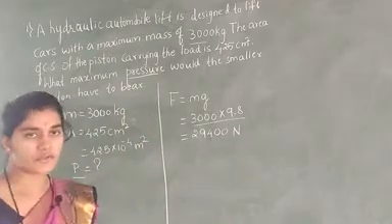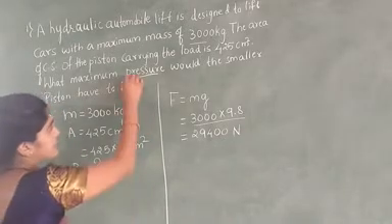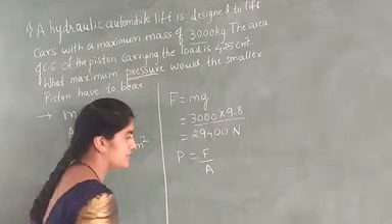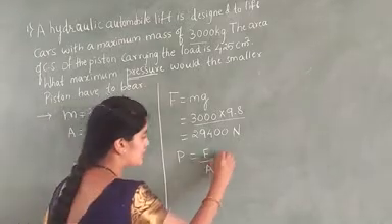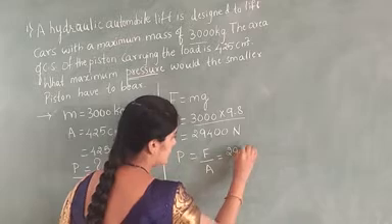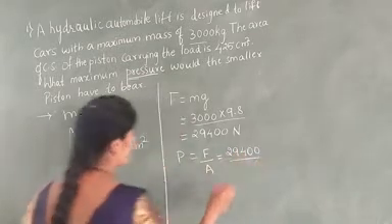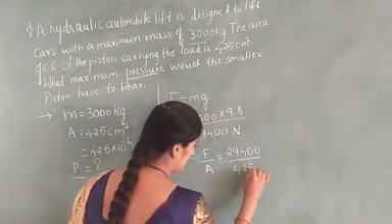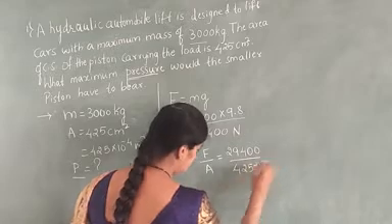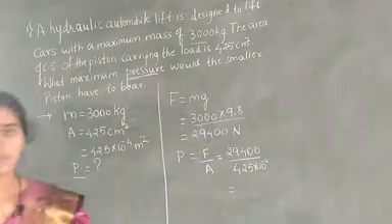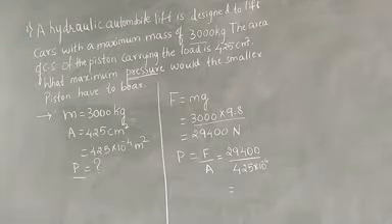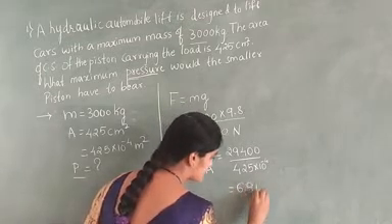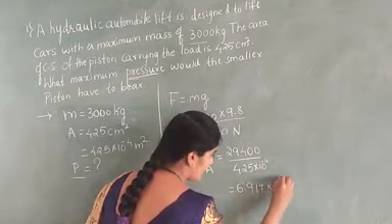Now we got the value of the force. By using this, we have to calculate the pressure. P is equal to, we know the formula F by A. Pressure is equal to force by area. Put the value of F and A: 29400 divided by area, A is equal to 425 into 10 raised to minus 4. Now the calculation part of F by A, we are getting the answer as 6.917 into 10 raised to 5 Pascal.